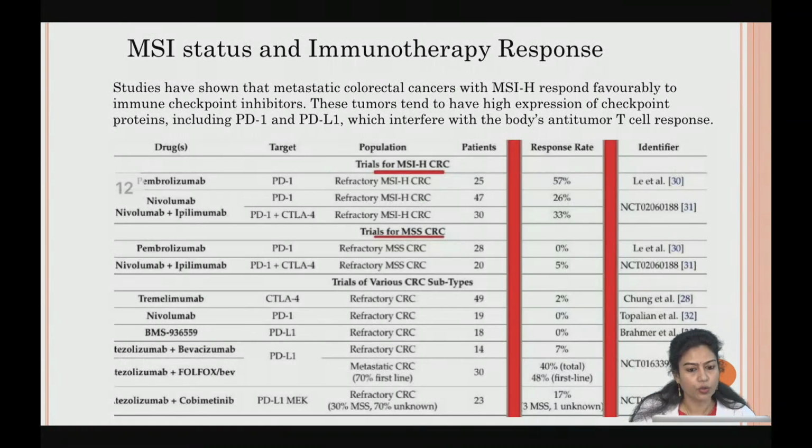And many studies have shown that metastatic colorectal cancers with MSI-H will respond very favorably to immune checkpoint inhibitors, and these tumors tend to have high expression of checkpoint proteins which interfere with the body's anti-tumor T cell response. So various trials using various PD-L1 inhibitors like pembrolizumab, nivolumab have been used, and these have shown that if the patient is MSI-H, the response to these immunotherapies is very good, and the response rate is as high as 57% when compared to your MSS stable, where the response is only 0% to 5%.